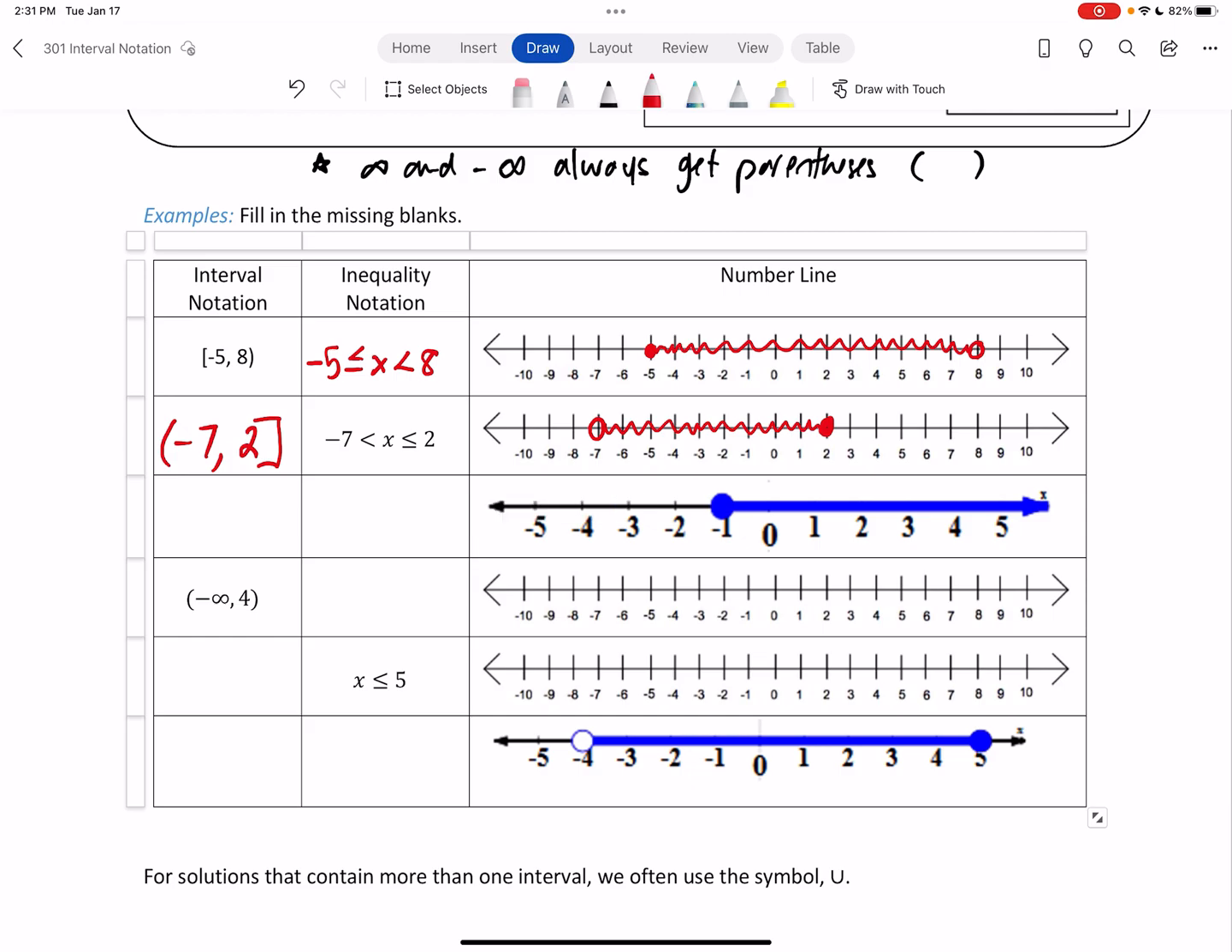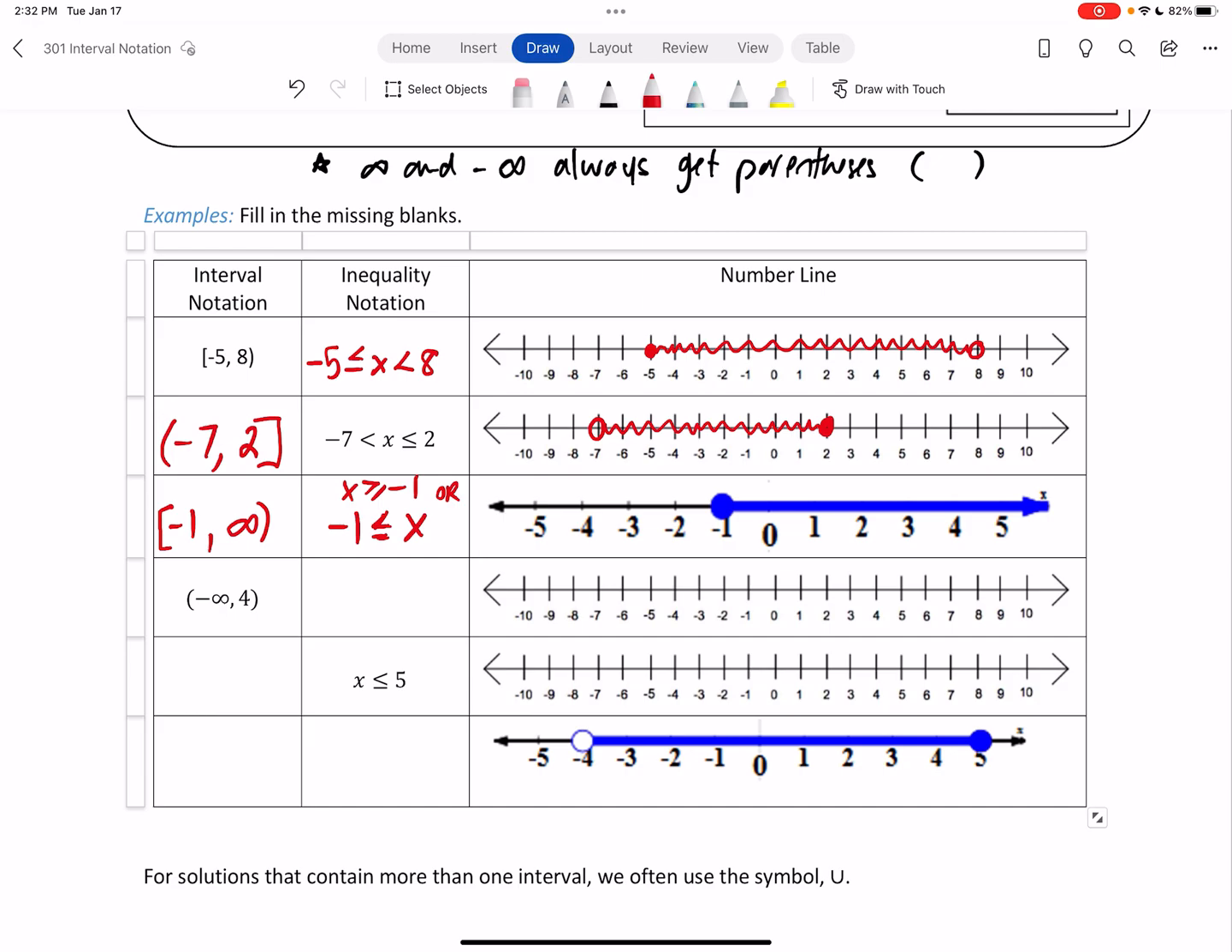In the next one, they give us the number line. It starts at -1 and goes to infinity. Remember, infinity always has to get parentheses no matter what. Because this starts at -1 and has a filled in circle, -1 gets a bracket. If I want to write that in inequality notation, I could say all the numbers bigger than or equal to -1, or -1 is less than or equal to x. You can write this in either direction; both of those answers are acceptable.